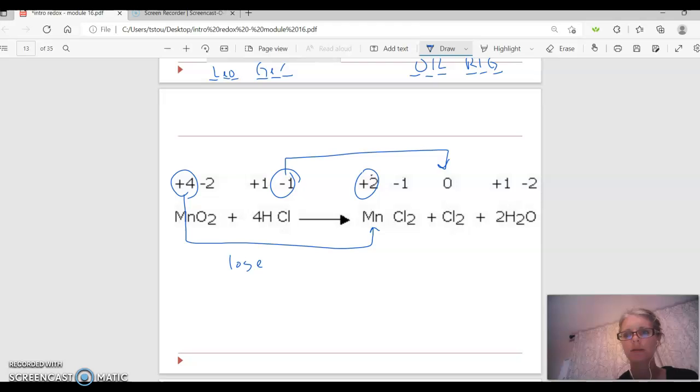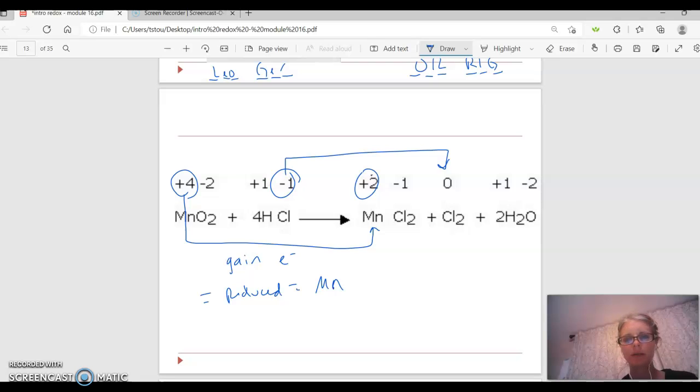Wait a minute here. I am wrong. Back up. Back up the truck. Okay, try again. +4 to +2. The only way you can become +2 is if you gain something that's negative. You gain electrons in this case. The only way to go from +4 to +2 is if you gain 2 negative things. In this case, we gained 2 negative electrons. So if I gain electrons, that would be called reduced. I would say that manganese is the thing that's reduced.